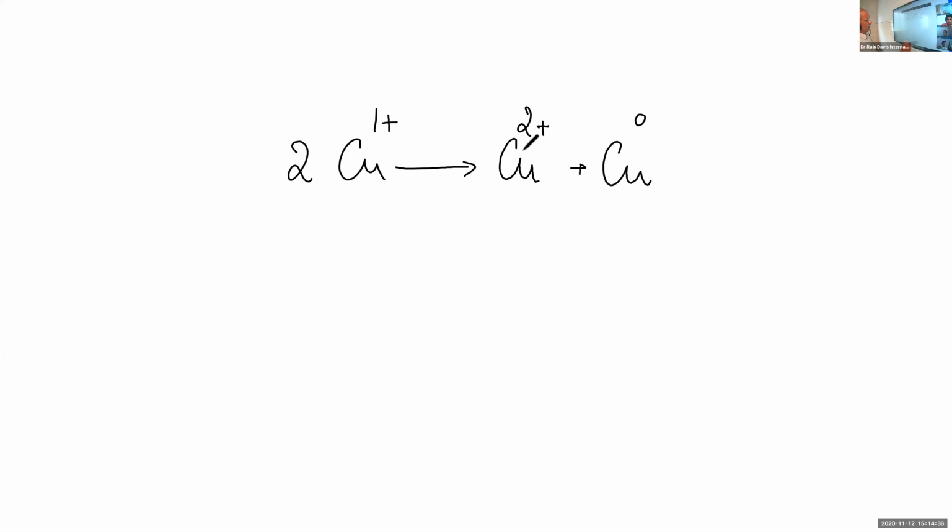Now you come to the oxidation number concept. What is oxidation in terms of oxidation number? Define oxidation.